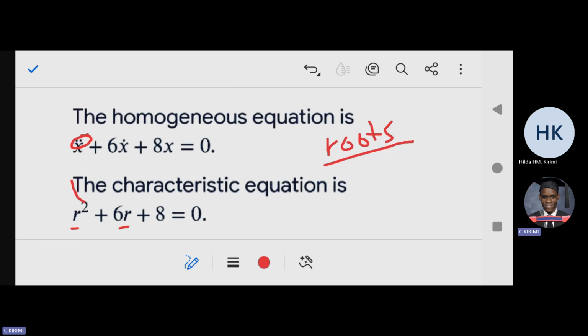So when it's second derivative, it's R squared, plus 6 times R, which means X dot is just the first derivative. So it's not going to be R squared, just R to the power 1. R to the power 1 is just R in terms of exponent. What is R to the power 1? It's R.